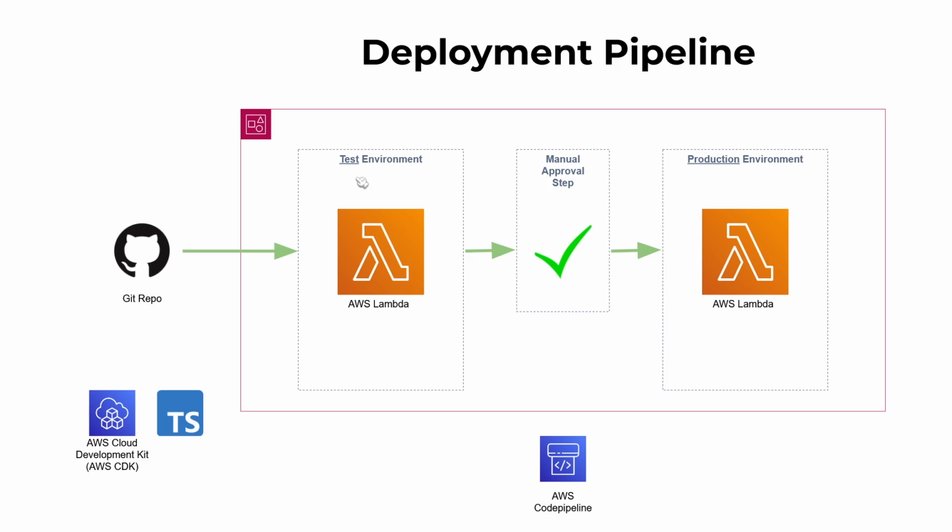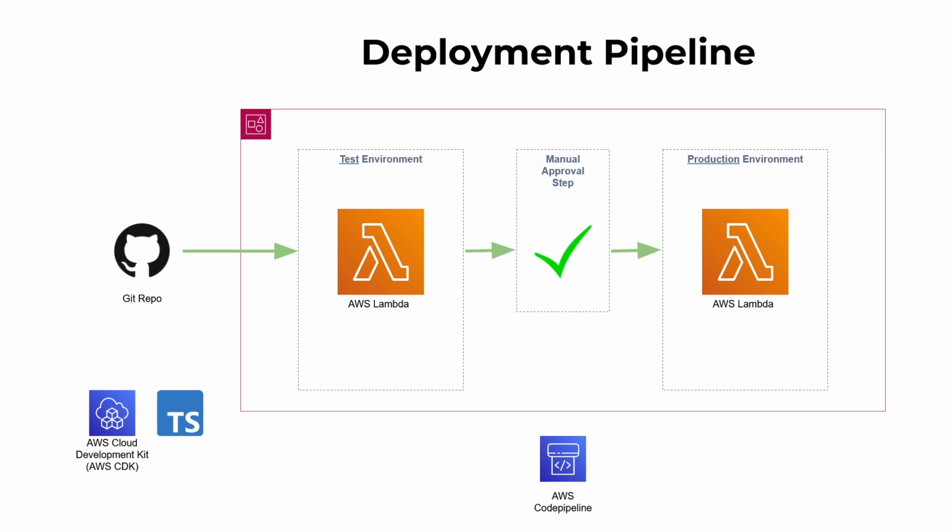After that, we're going to have a manual approval step where a person needs to come in and review the change before deploying that code into a production environment. And again, we have an AWS Lambda function over here as well. Now, this is just using Lambdas, but you can add some other configuration here, other infrastructure, like maybe something your Lambda depends on, like a DynamoDB table or something else like that.